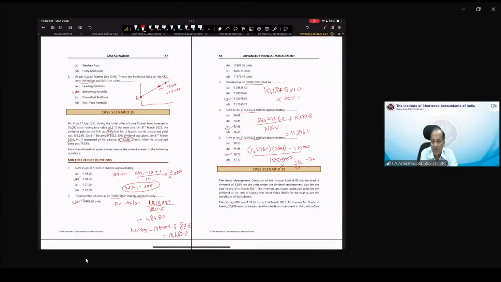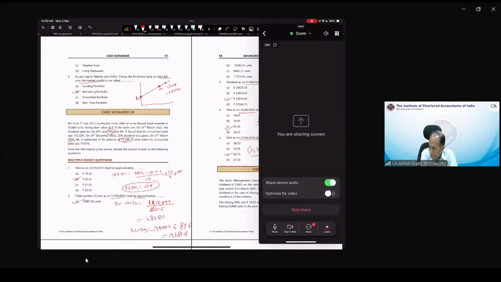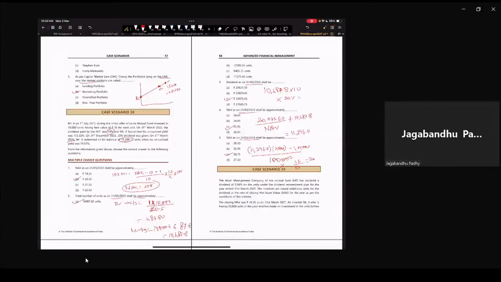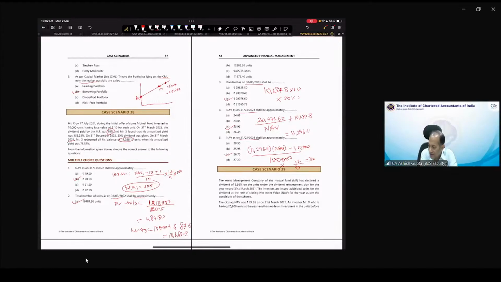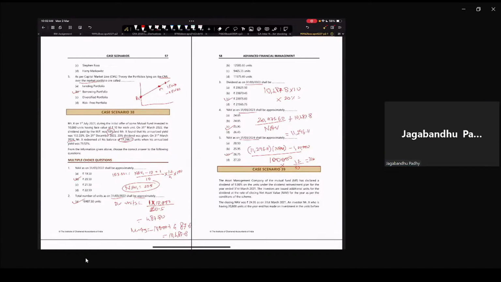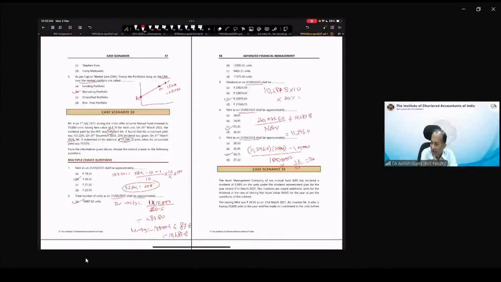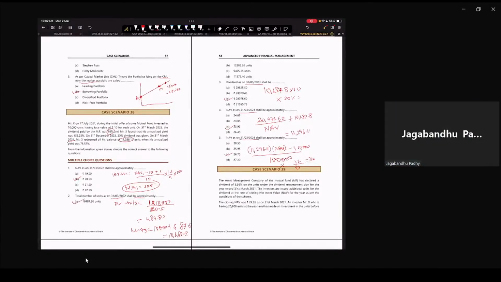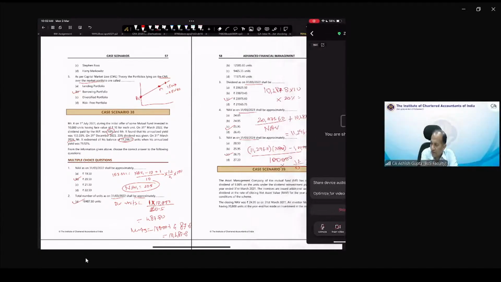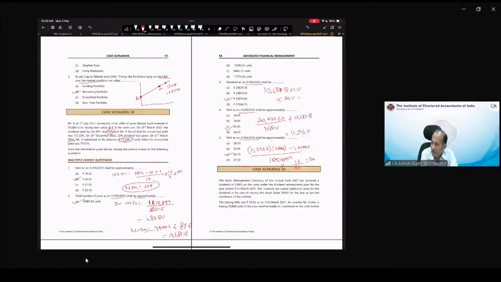Since this case study, we have also come out with a new case scenario booklet that is available on the website. You are also referring to the new case scenario booklet, sir? Yes, because earlier it was 35, now the number has been increased. So students, you also refer to the same for the other topics as well. In the next class, the mutual fund will be continued and business valuation, the last remaining topic of the syllabus, will also be covered.